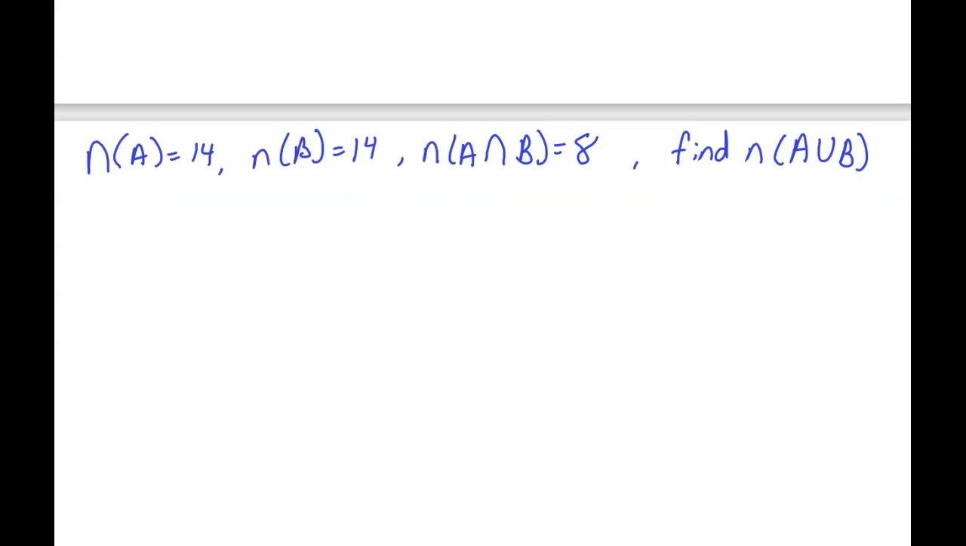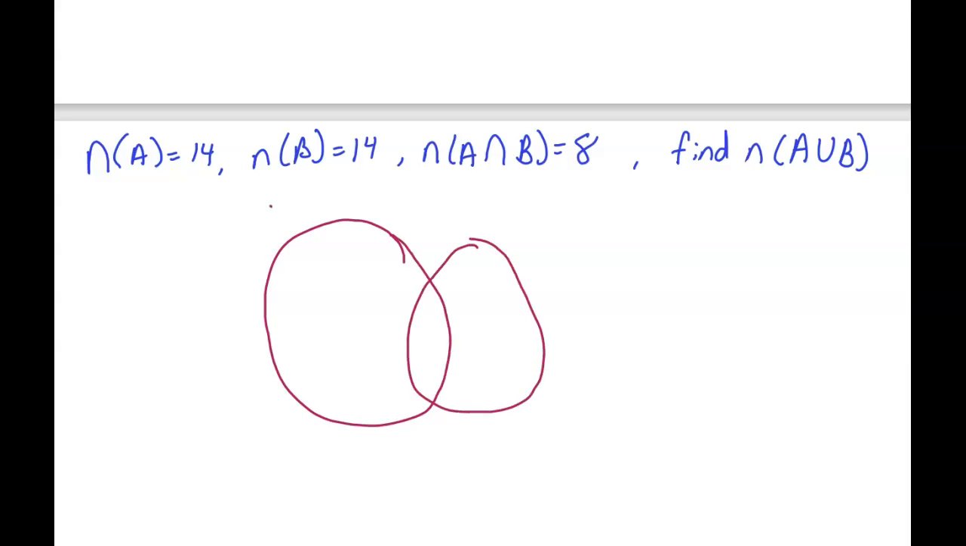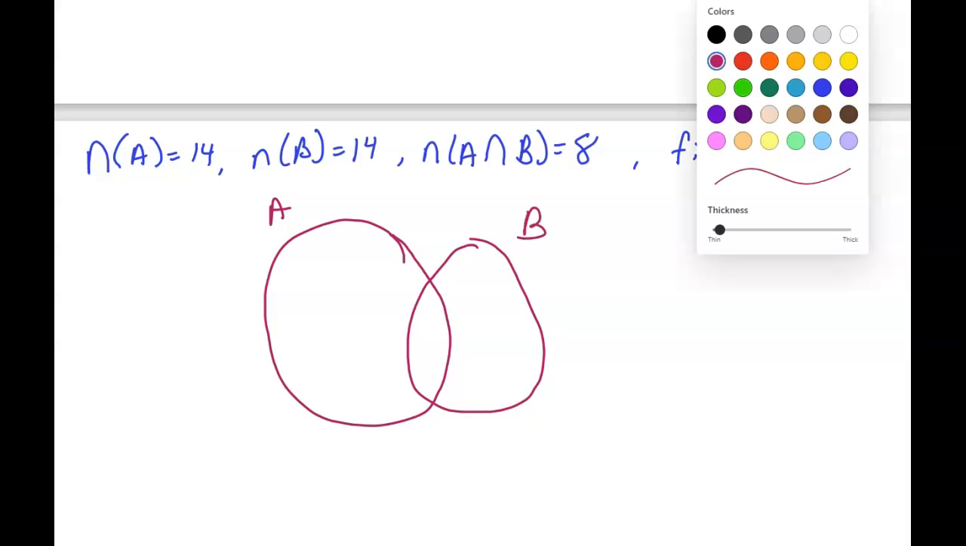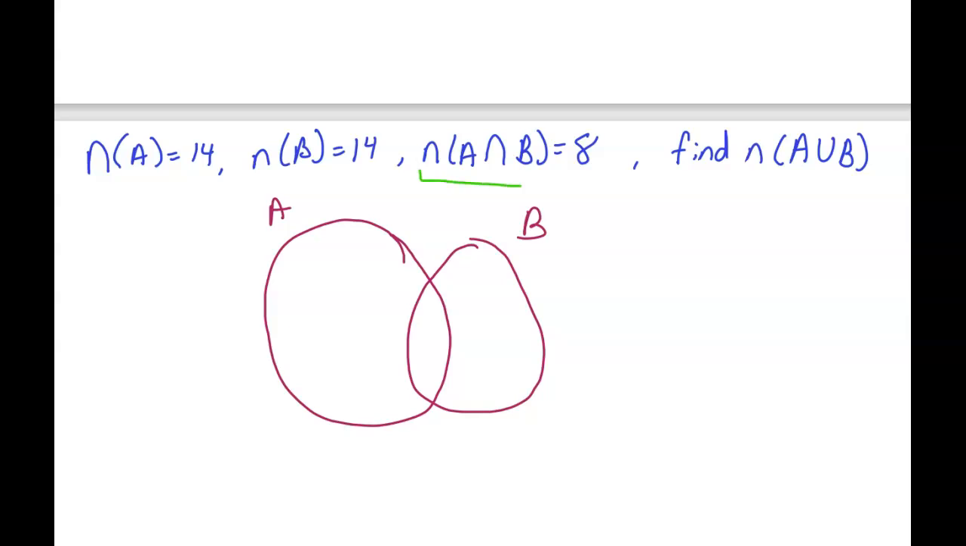Now let's look at the next one. Right here, again, we're going to have two circles. We're going to have an A and a B. So we have A and we have B. Again, we're going to start with that innermost, the intersection, A intersect B. And that's going to be an 8.